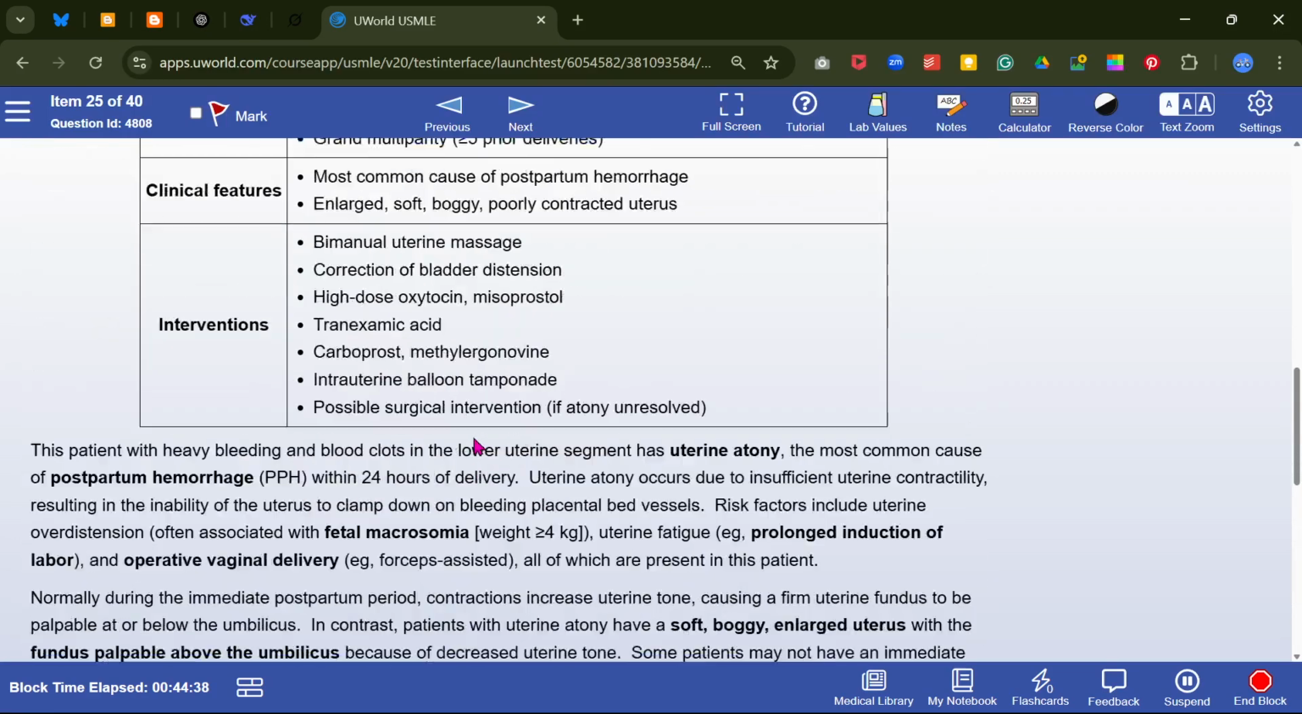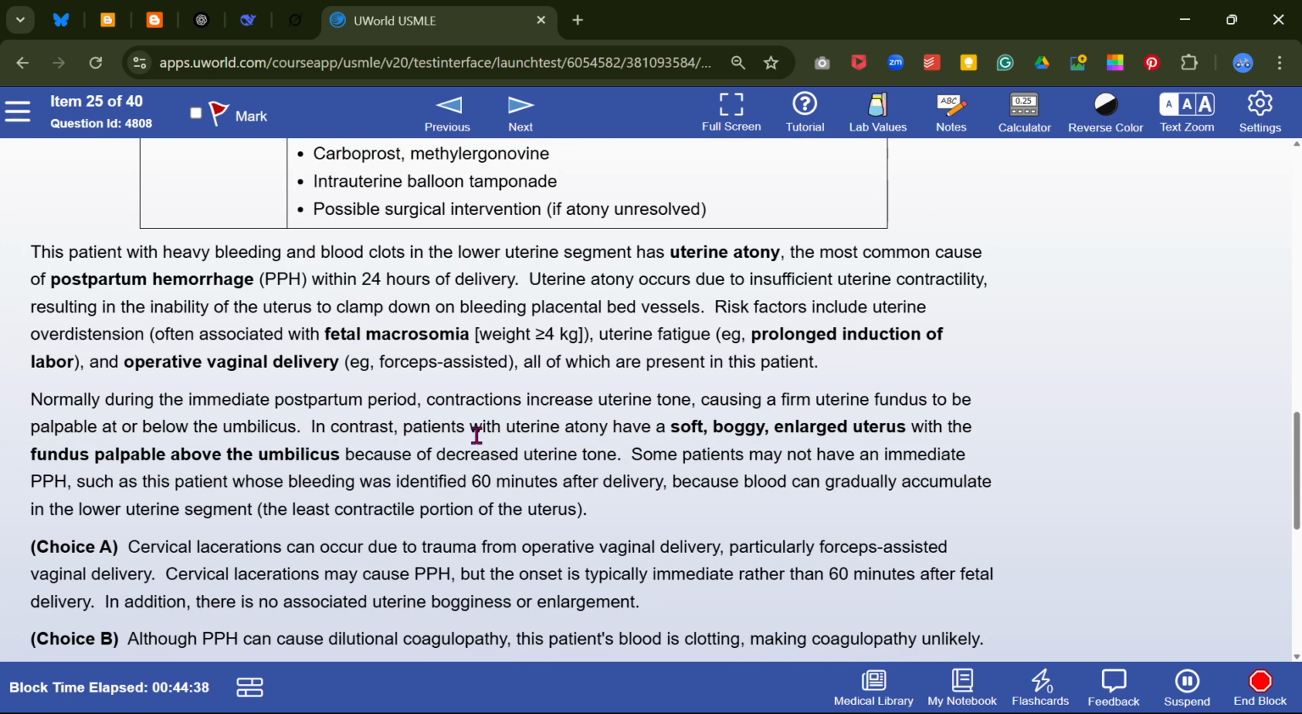Okay, this patient with heavy bleeding and blood clot in the lower uterine segment has uterine atony, the most common cause of PPH within 24 hours of delivery. Uterine atony occurs due to insufficient uterine contractility, resulting in the inability of the uterus to clamp down the bleeding placental bed vessels.